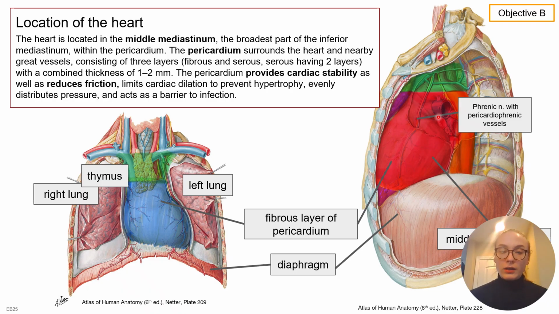This sac has 3 layers. We have the fibrous and serous pericardium. The serous itself has 2 layers, and it has this combined thickness around 1 to 2 millimeters, and this provides the heart with cardiac stability as well as reducing friction, since we do have some serous fluid in that pericardium.